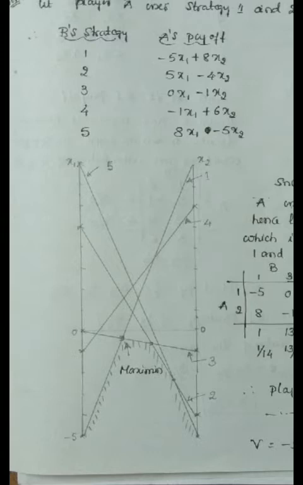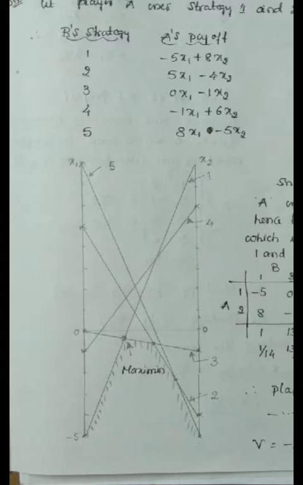First consider the strategy B1, that is minus 5x1 plus 8x2. Minus 5x1: measure minus 5 on the x1 line. On the x2 line, measure plus 8. Now draw a line joining minus 5 and 8. That represents the first strategy. Mark it as 1. Now consider the second strategy, 5x1 minus 4x2. On the x1 side plus 5, measure minus 4 on the x2 side. Now draw a line from 5 to minus 4. That is the second strategy.